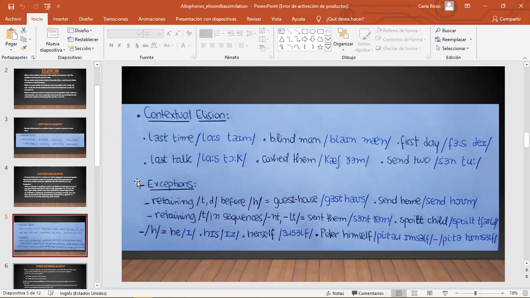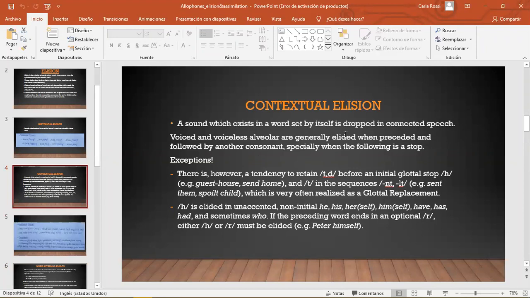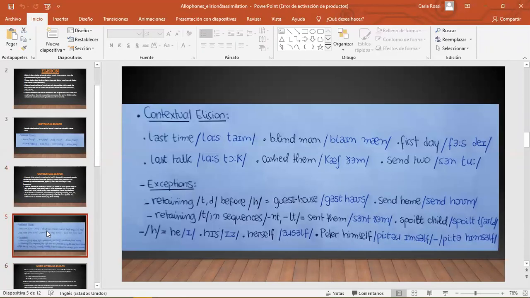So we have contextual elision, some examples. Last time, this is connected speech, this is word boundary. Why? Because we have two words connected, two words in a sequence, or in a text or a sentence. That's contextual elision, that's connected speech, or you can also call it word boundary.